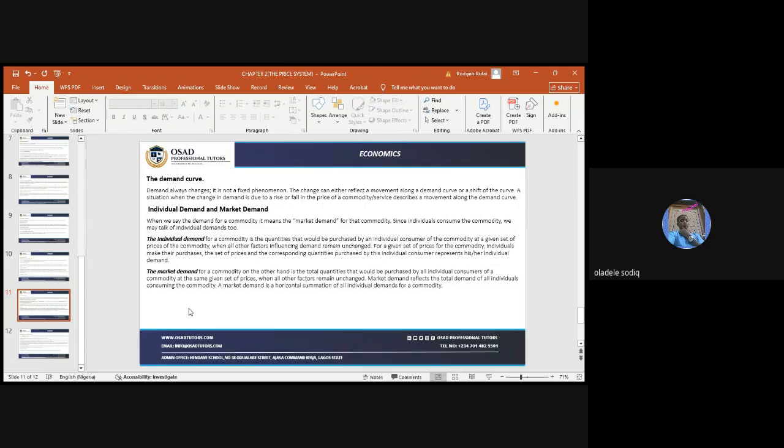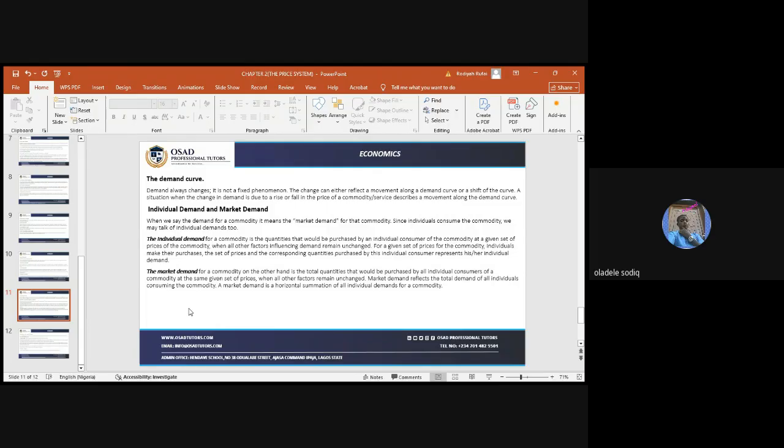So the summary of all this is that when we talk of individual demand, we are talking about the quantity of a commodity that an individual is willing and able to buy at a given price. That is what we call individual demand. When we talk of market demand, that is the total. Individual demand focuses on only one person. Are you with me now?